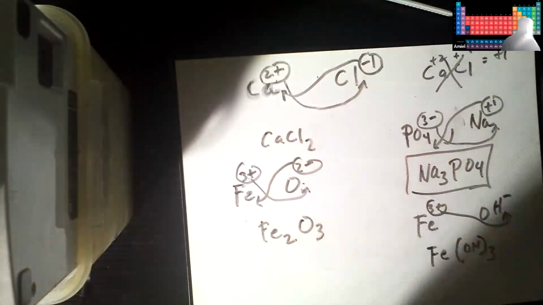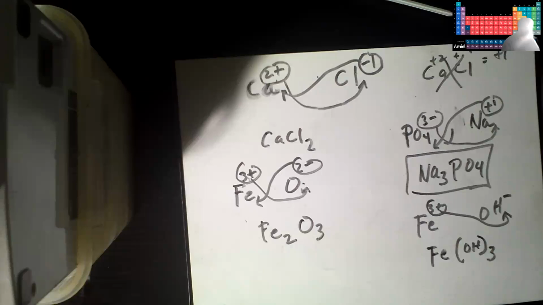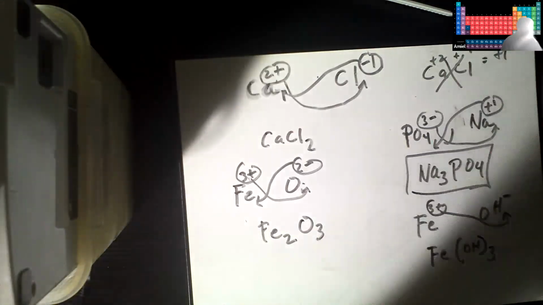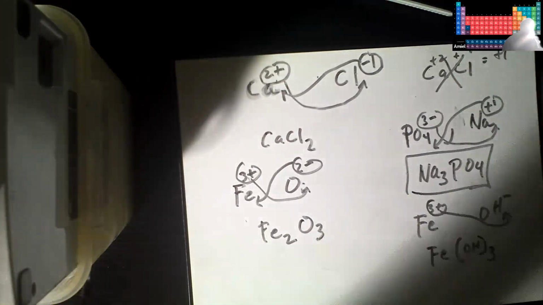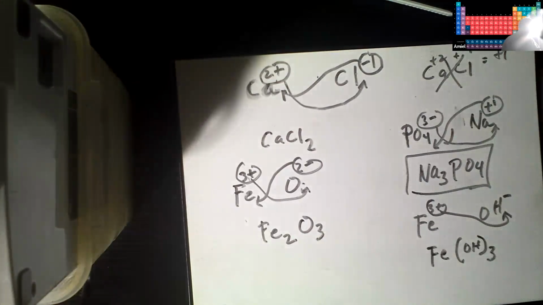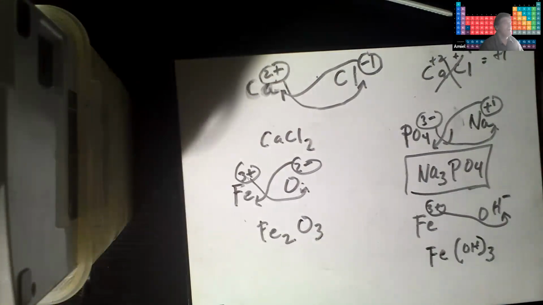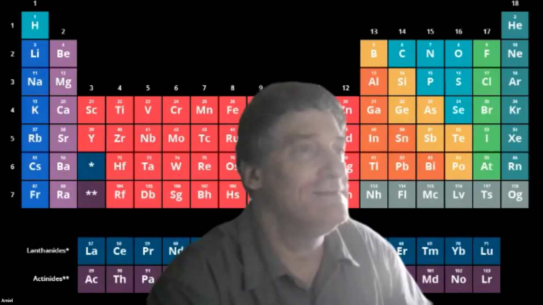So these are several examples of how to write the correct chemical formula for 2 elements that will combine to make ionic compounds. So hopefully that will get you through the homework problems with some fun and ease.